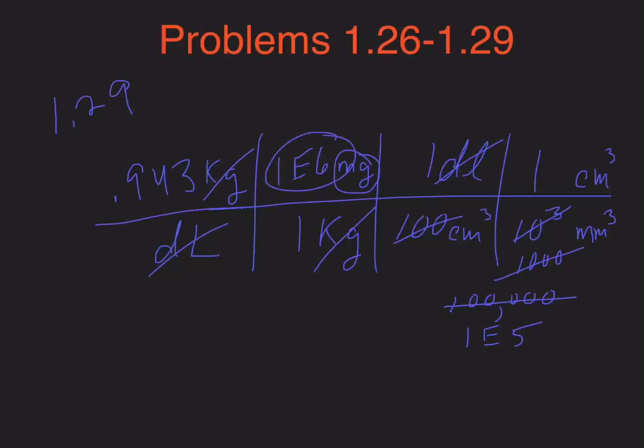And you have 1e6 divided by 1e5, that would be 1e1, which of course is 10. So all you have to do is take 10 times 0.943, and you'll have your answer, and you need to keep that in 3 sig figs as well.